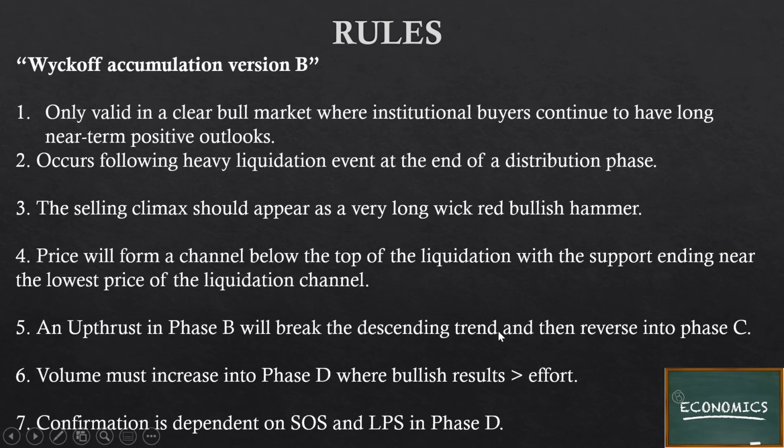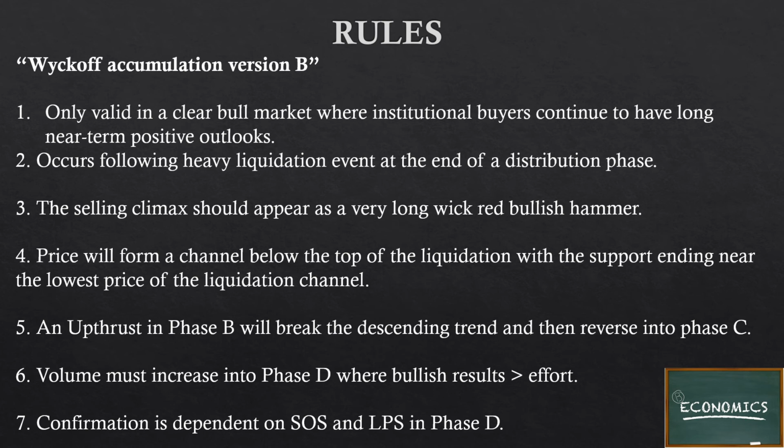And so the rules. Wyckoff Accumulation version B is what I'll title this type, but basically it's only valid in a clear bull market where institutional buyers continue to have long, near-term positive outlooks. It occurs following a heavy liquidation event at the end of a distribution phase. The selling climax should appear as a very long-wick red bullish hammer. Depending on the time frame you look at, that should be what you should expect.